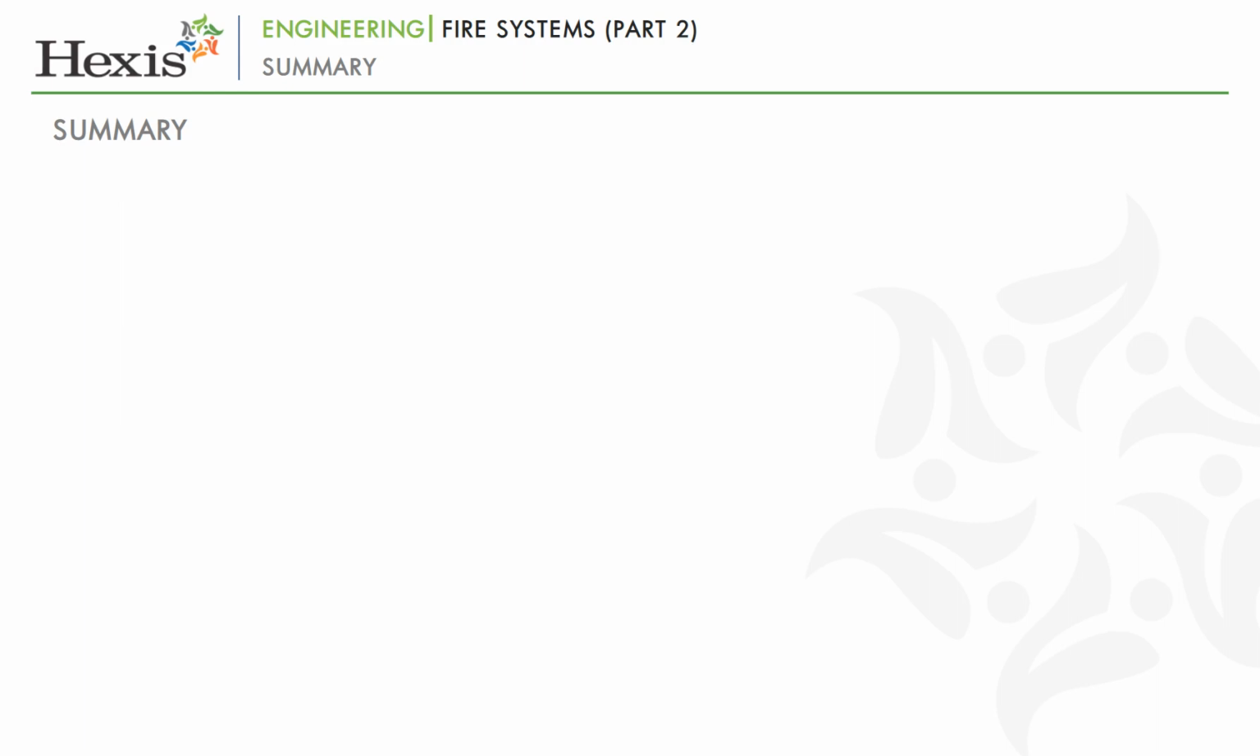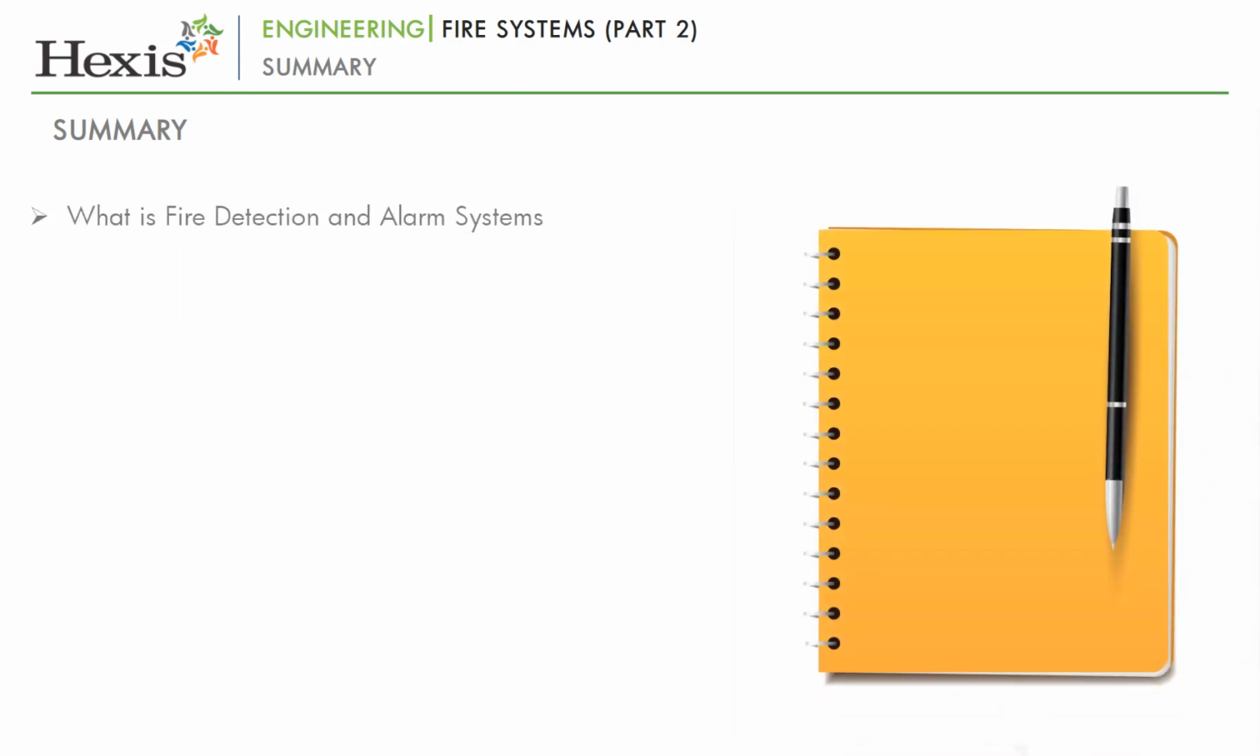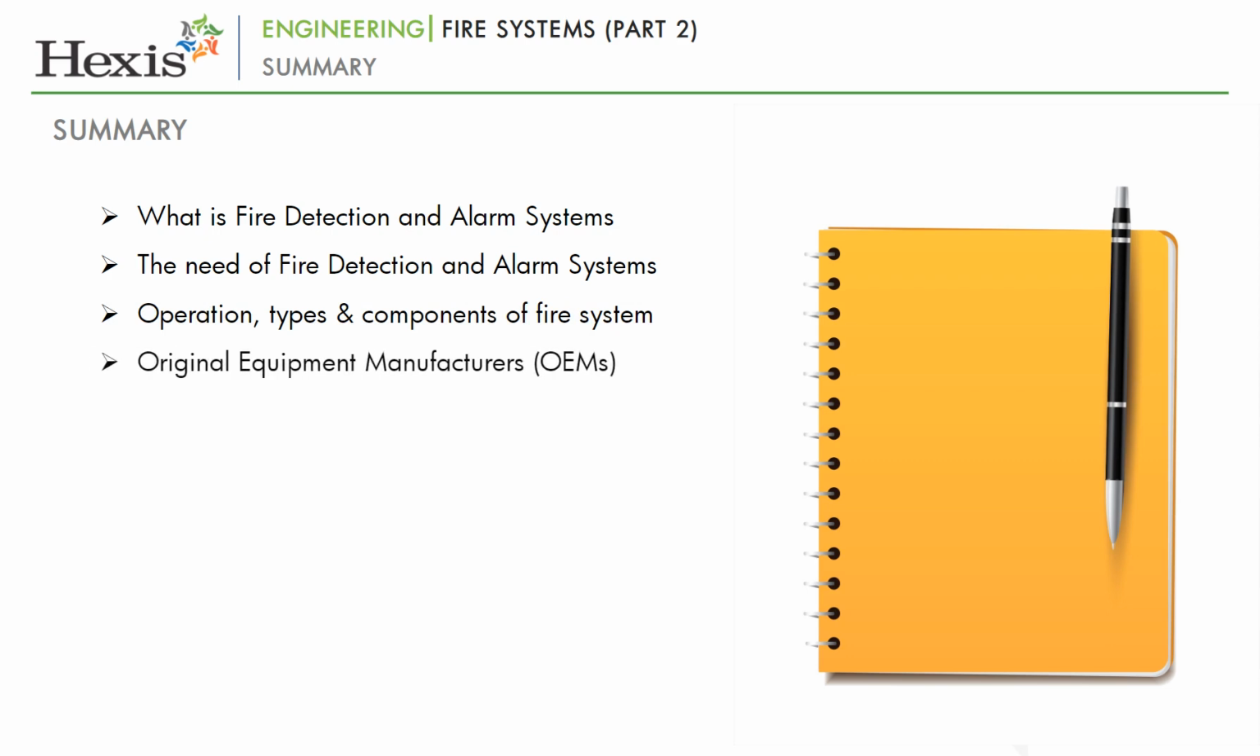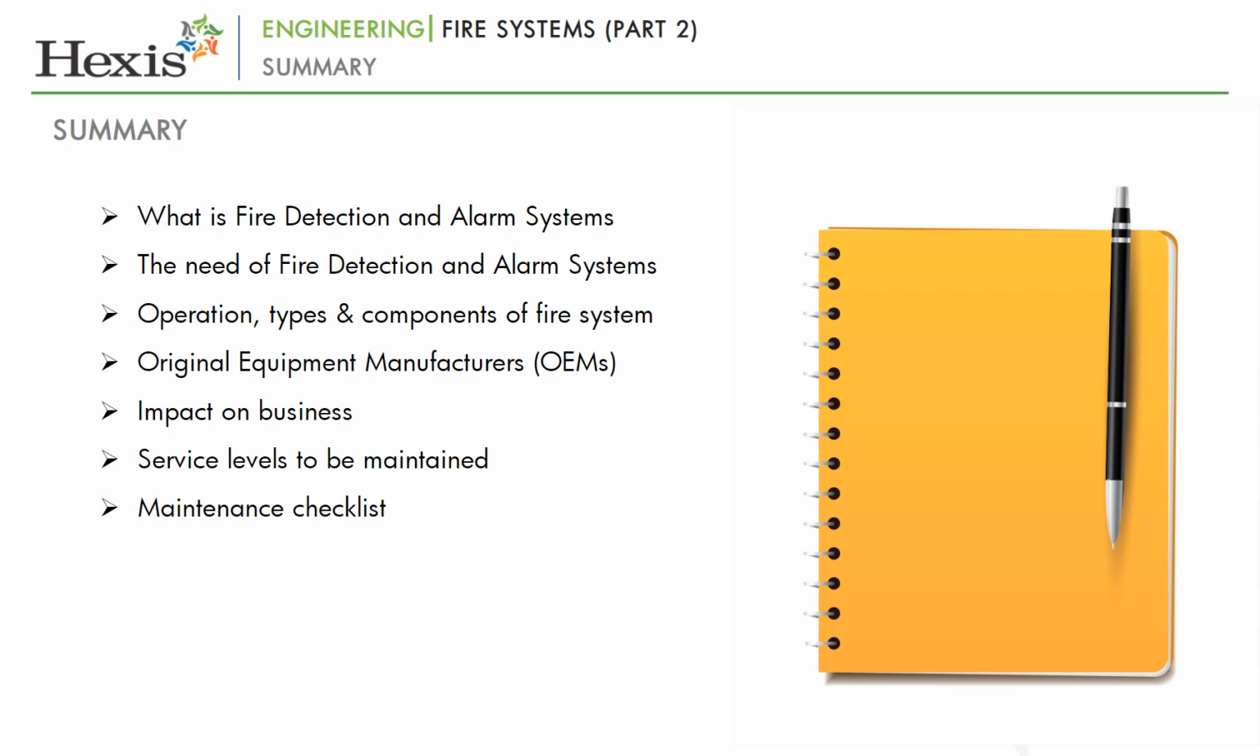In this e-module, you learned the following. What is fire detection and alarm systems? The need of fire detection and alarm systems. Operation types and components of fire system. Original equipment manufacturers, OEMs. Impact on business. Service levels to be maintained. Maintenance checklist. Top 5 issues or troubleshooting ideas.